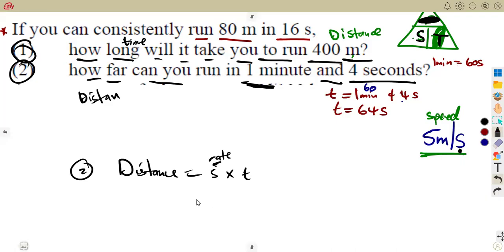So we are going to simply multiply the rate, which is the speed, that is 5, times the time in seconds, that is 64. Remember, we are given 1 minute and 4 seconds, so we have to add 60 plus 4. So that's 64. Multiplying these two on your calculator, you are going to obtain 320. In meters, as we can see here, the distance, meters per second. So it means the distance is being measured in what? In meters. So it's going to be 320 meters. That's how questions can be answered.